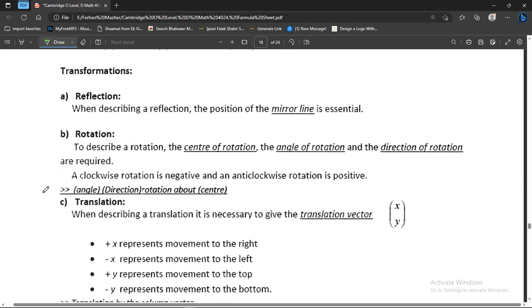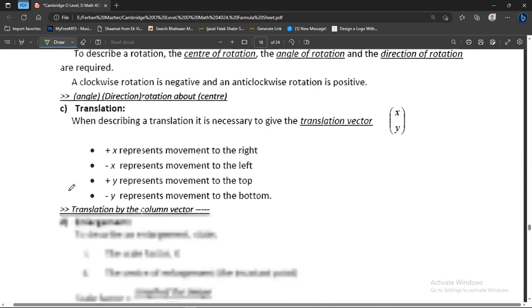And if you have the image and object, and they both are given, you join the same points of the object and the image, and you draw the perpendicular bisector, and that is the line of reflection. Rotation: to describe a rotation, the center of rotation, the angle of rotation and the direction of the rotation are required. A clockwise rotation is negative and an anti-clockwise rotation is positive. Angle, direction of rotation about the center.